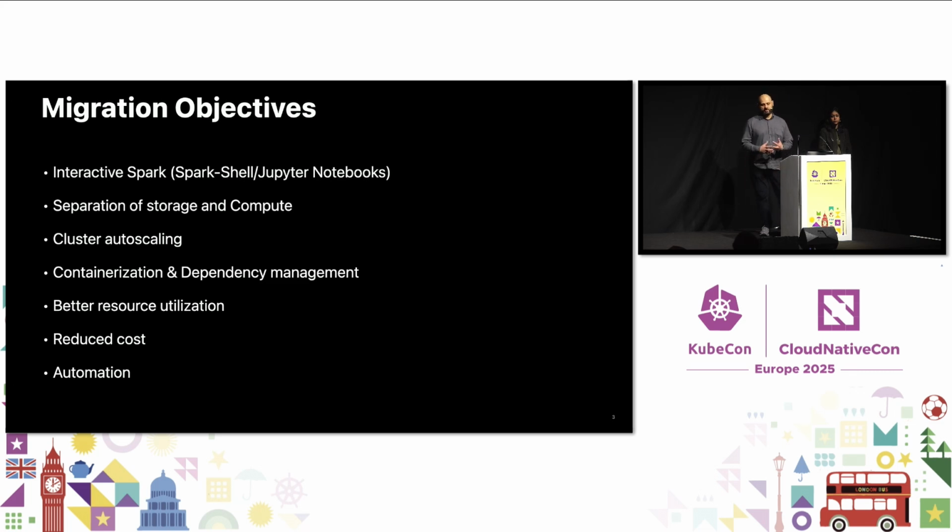Then we also will talk about cluster autoscaling and then containerization and dependency management. And then ultimately, better resource utilization is a very key part of this to allow us to reduce cost and then automating as much of this as possible. So with that, I'll hand it over to one of our best minds, Neha, to tell you more about this journey.